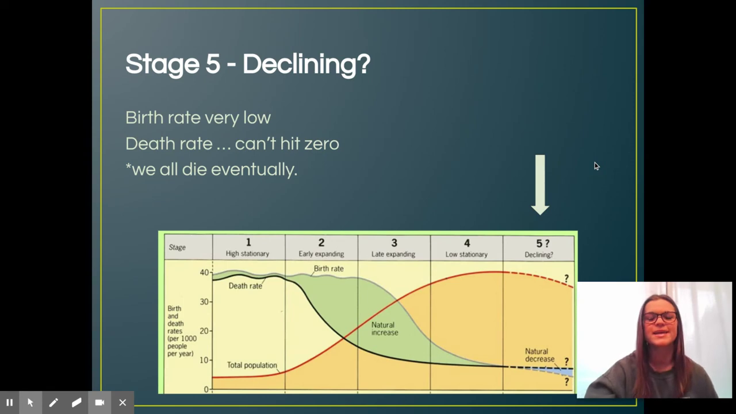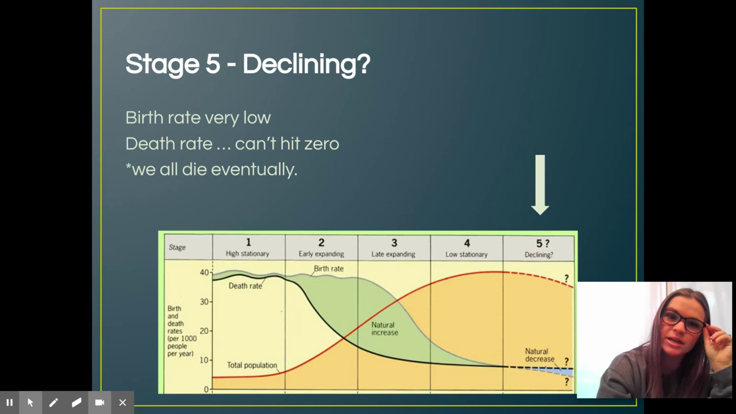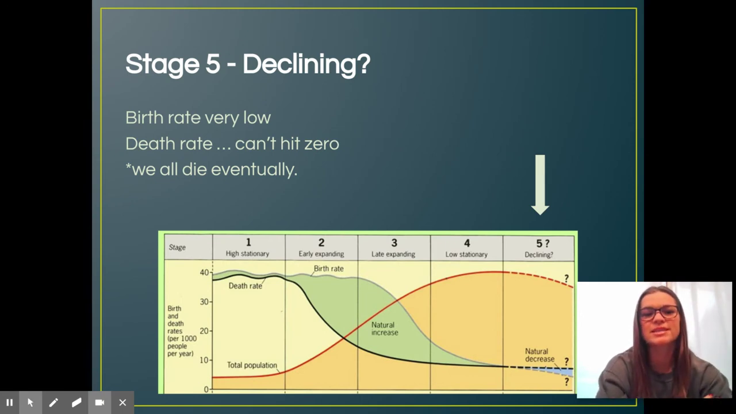Okay, and then we have stage 5. Our book doesn't even talk about stage 5, but we will during our project. Stage 5 is basically declining. The birth rate is extremely low. The death rate is as well, but right, the death rate can't hit zero because people are always dying. We all die eventually. So stage 5, that's when you see those population pyramids that are declining, suggesting that the population is going to shrink for that particular country.